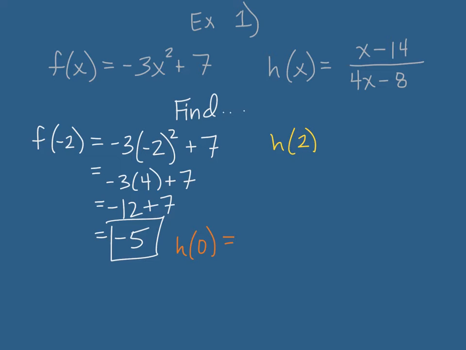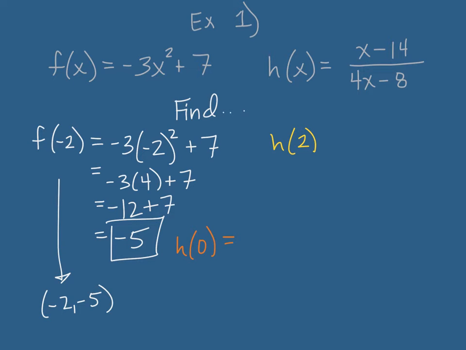So our output's -5. What does that mean? It means that on this parabola, because it's a quadratic equation, when we input a -2, we output or get a y value of -5. That means that the coordinate point (-2, -5) is on this parabola.